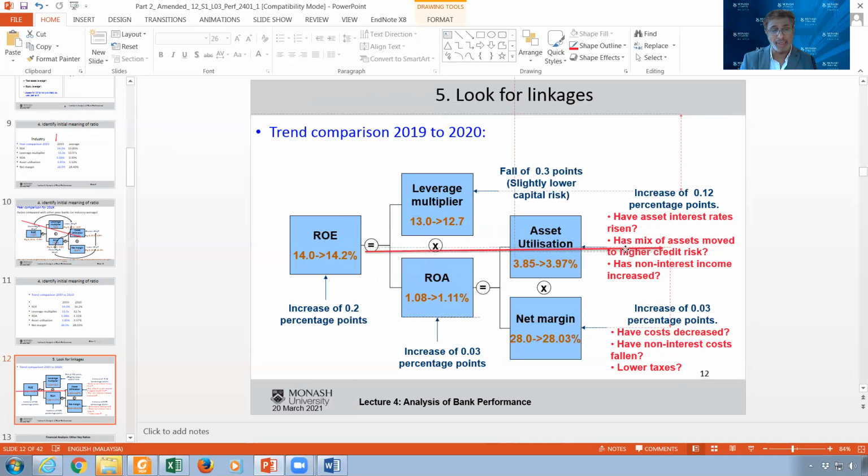This is why we are saying now, the first thing is to take the model, collect the data, do the ratios, start asking questions and making linkages, and then compare it to the other factors in the market, like the market share.